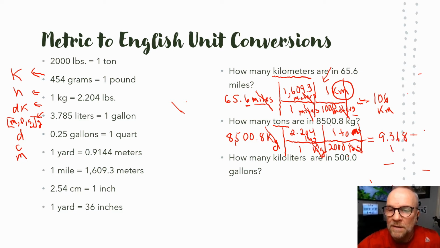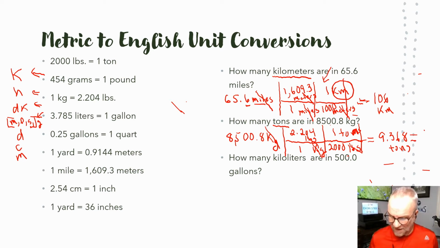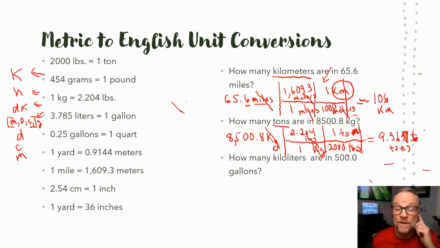9.368 tons. Here we have 1, 2, 3, 4, 5, 1, 2, 3, 4. So I should actually have one more sig fig here, and I think that was 7 point something. We'll just say, to save ourselves, 7.6 tons. If you work it out in your calculator, you get something else. That's fine. I just want to have the right number of significant figures there. All right.